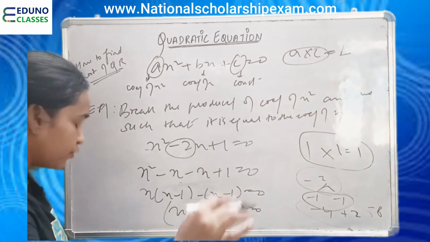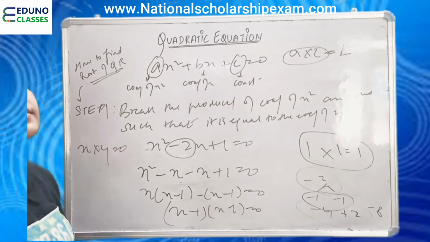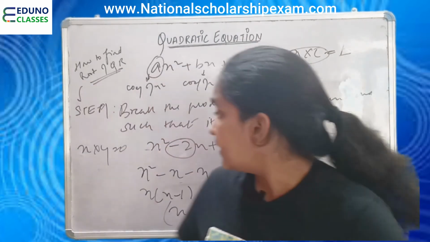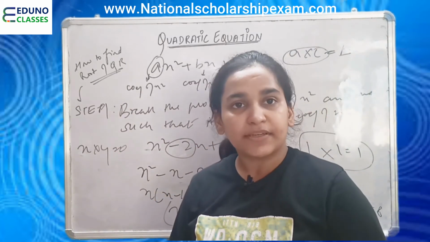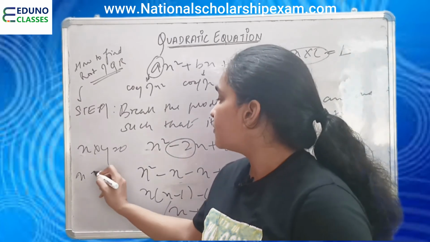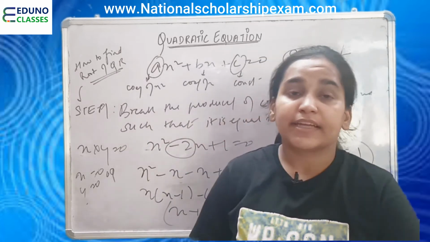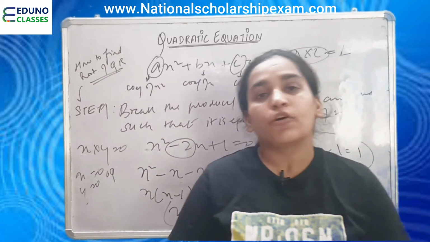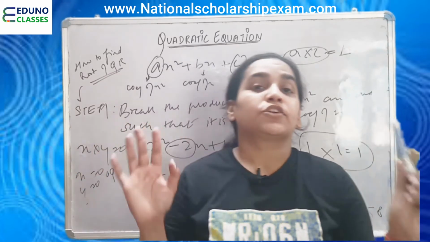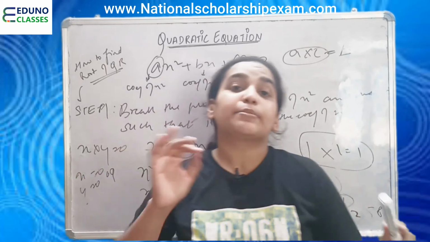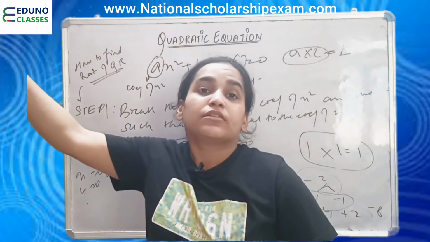Suppose there is something x into y equals 0. What does this mean? This means either x is 0 or y is 0. This is what it means. Either x is 0 or y is 0. I am saying 4 into x equals 0. 4 is not 0, 4 is 4. So 4 into x is 0 means x must be 0, so that 4 into 0 becomes 0.